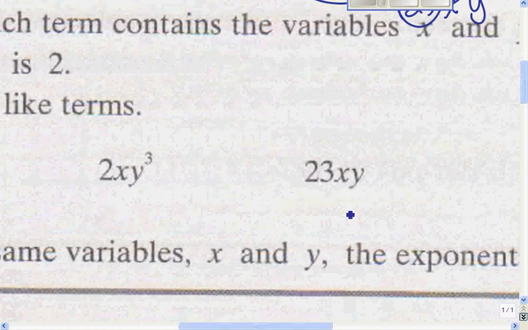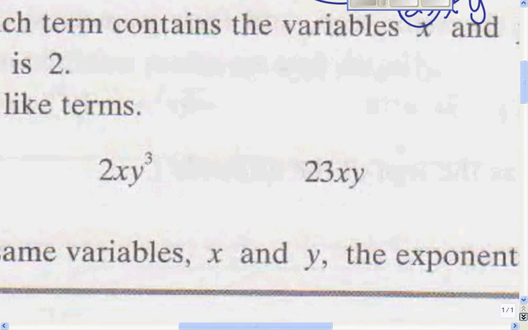Here we have two other expressions. These, however, are not like terms because although they have the same variables, x and y, they don't have the same exponents. This exponent of the y is 3, and this y exponent is 1. When there's no exponent, the exponent is always known to be 1. So x to the first power, y to the first power, x to the first power, y to the third power. So these two terms, or these two monomials, are not like terms because they do not have the same exponents. Although they do have the same variables, they don't have the same exponents, so they are not like terms.